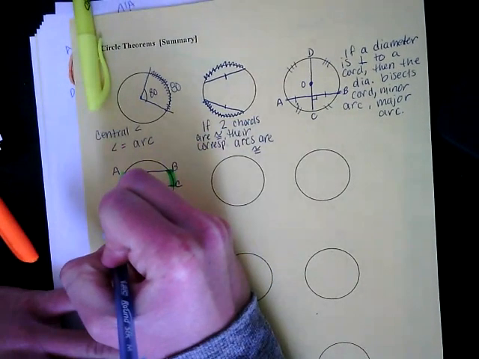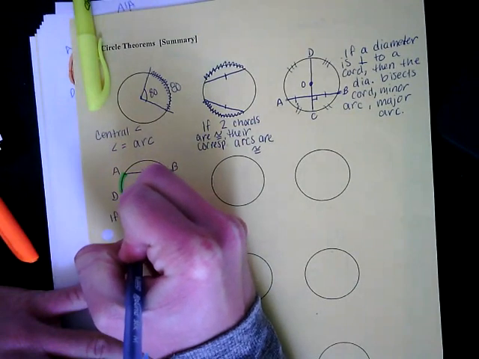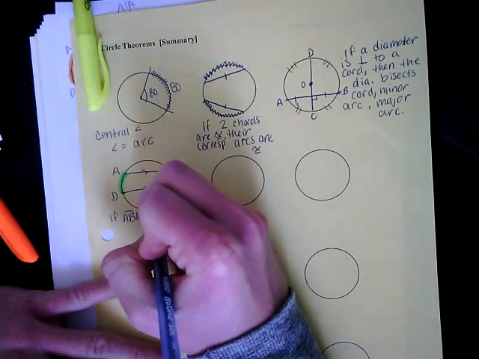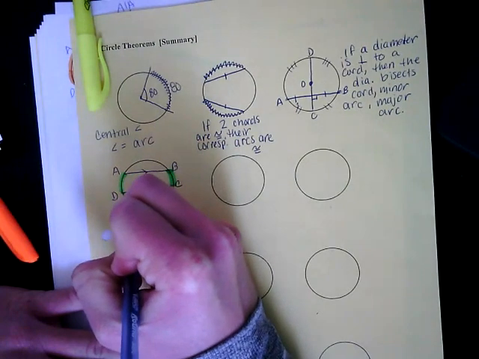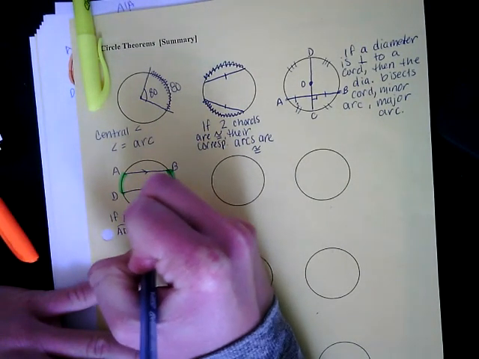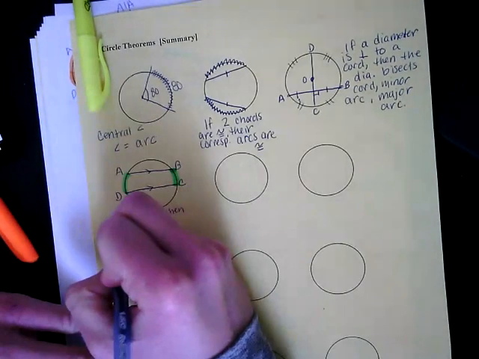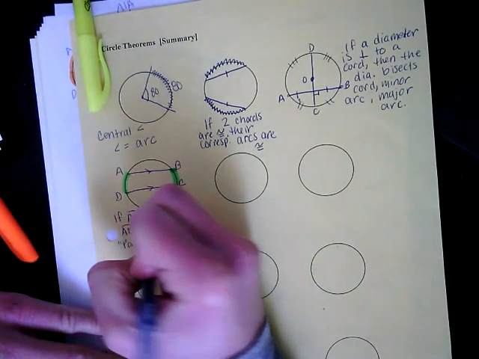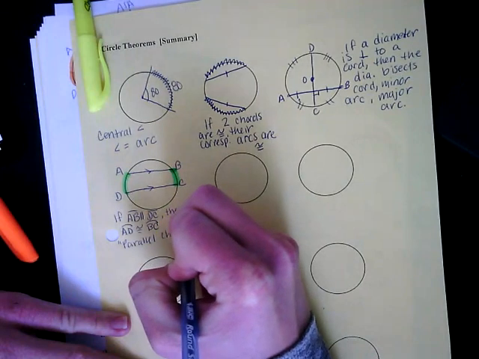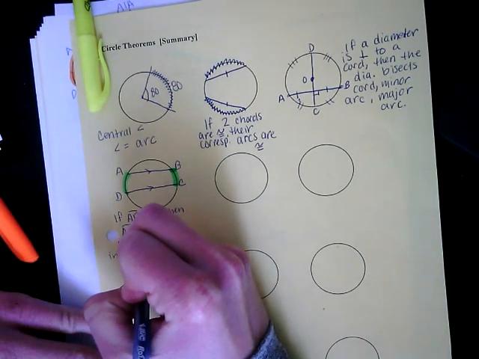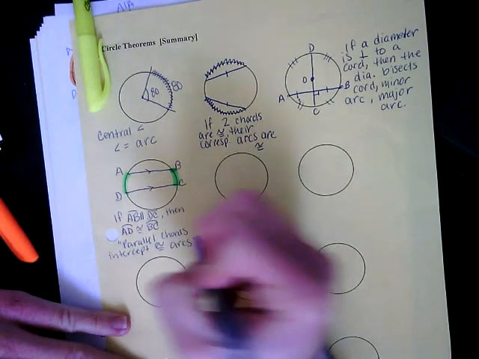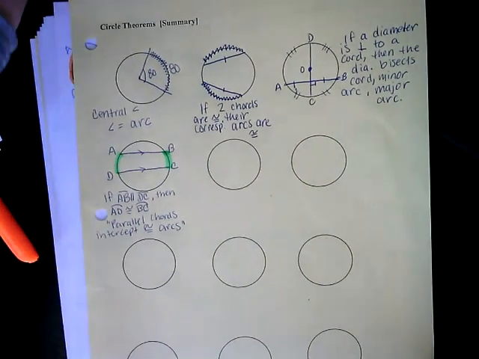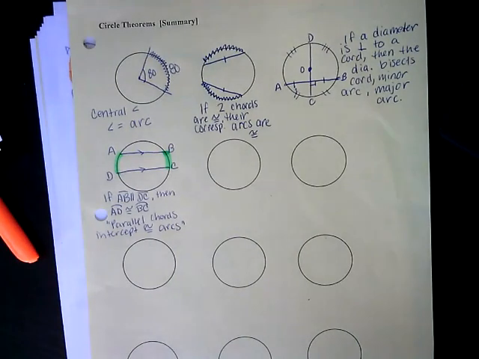So if AB is parallel to DC, then arc AD is congruent to arc BC. Parallel chords intercept congruent arcs. I'm going to give you a minute to write before I pull it away.